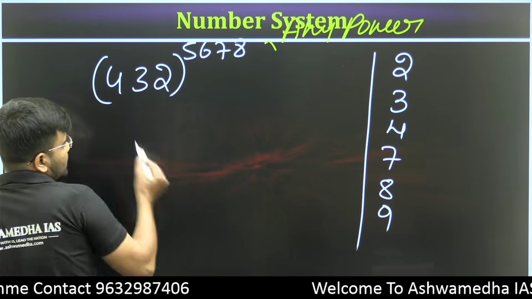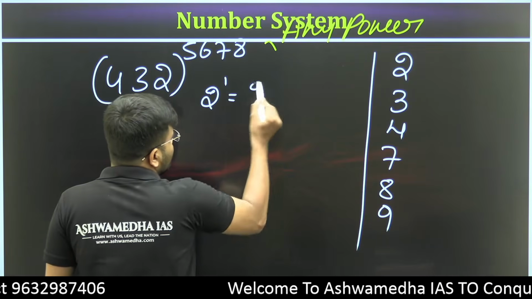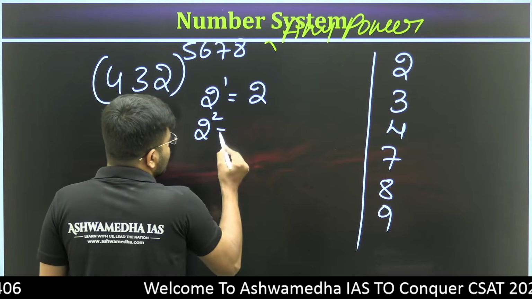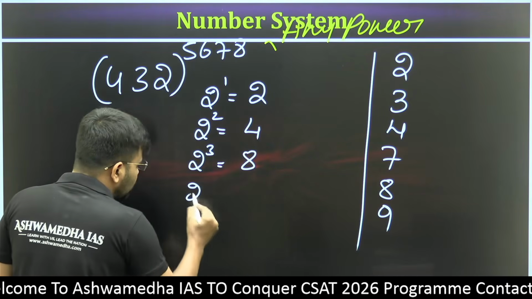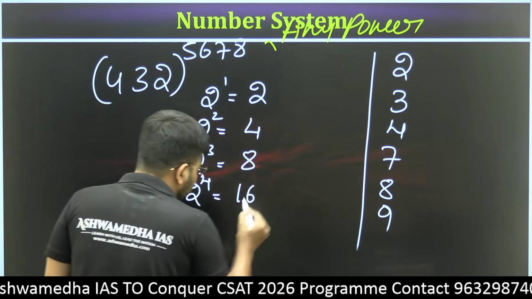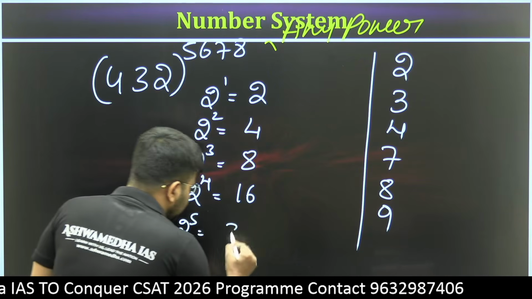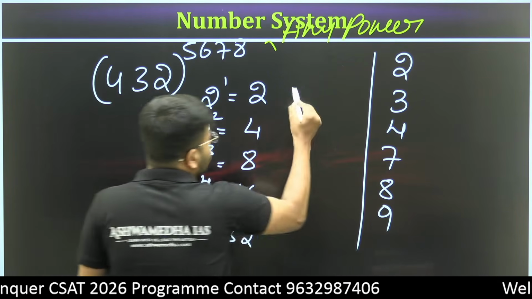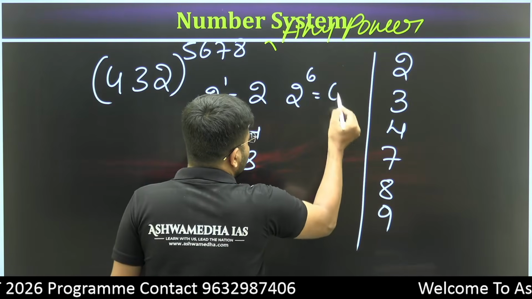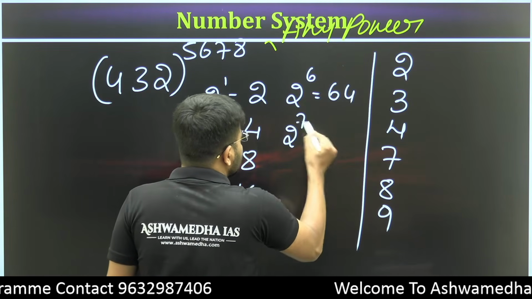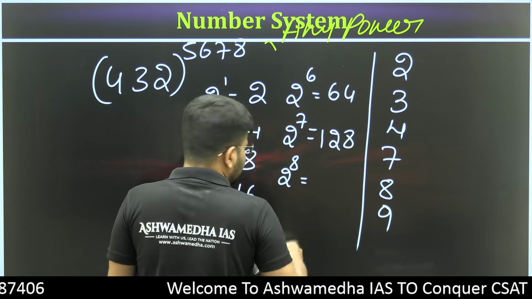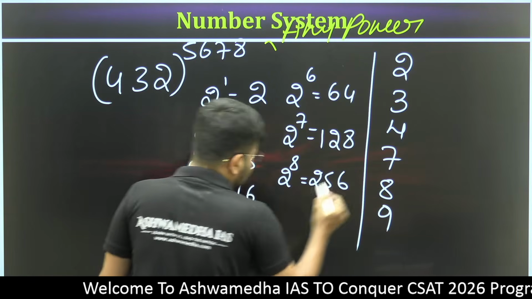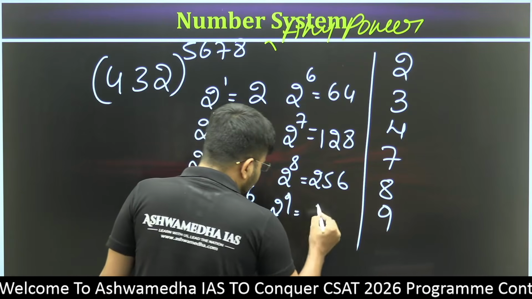That means to find the unit digit, the digit responsible is the digit in the units place. Now I'll see 2 power 1 is 2, 2 square is 4, 2 to the power of 3 is 8, 2 to the power of 4 is 16, 2 to the power of 5 is 32, 2 to the power of 6 is 64, 2 to the power of 7 is 128, 2 to the power of 8 is 256, 2 to the power of 9 is 512.